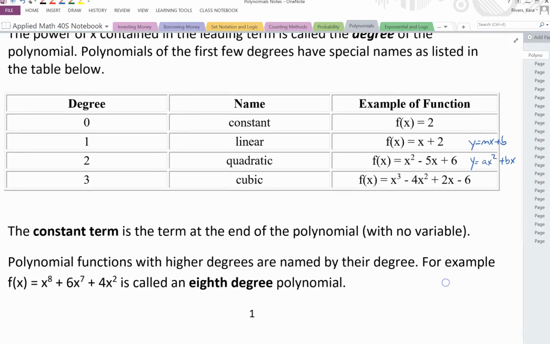Now it says the constant term is the term at the end of the polynomial with no variable, and I mentioned that earlier, but that's really important to recognize. There's no variable with a constant. Polynomial functions with higher degrees are named after the degree. So this one would be an 8th degree polynomial because the highest degree is 8. That's the biggest exponent in there.